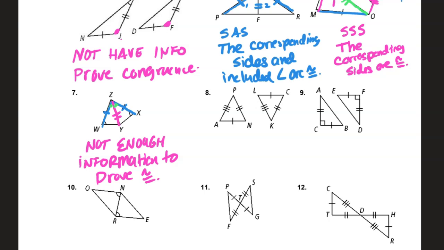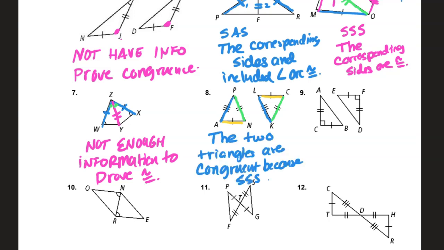If we look at number 8, we know that this side is congruent to this side because of the markings. We have this side that's congruent to this side. And we have that third side that's congruent to this side. So why are the two triangles congruent? Because of side, side, side. The two triangles are congruent because of side, side, side. The corresponding sides are congruent.